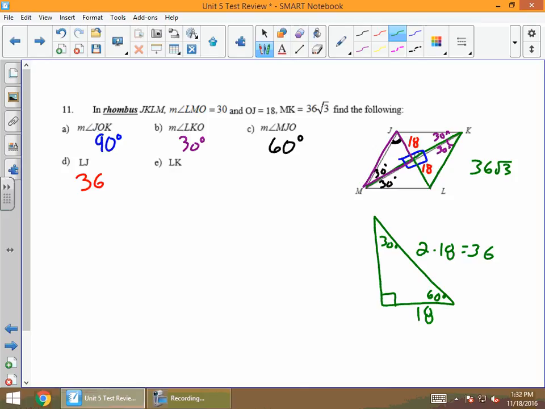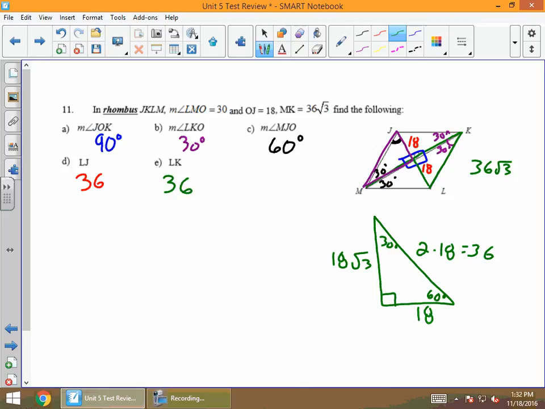Question: if 18 is the shortest side, then it's supposed to be X. The short leg's X. Short leg X, and multiply by 2 for the hypotenuse. So this side would be 18 radical 3, and the whole thing is 36, so really 2 of these is 36 radical 3. So your correct answer is 36.